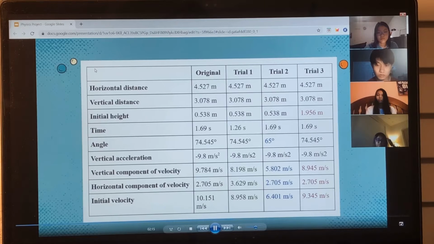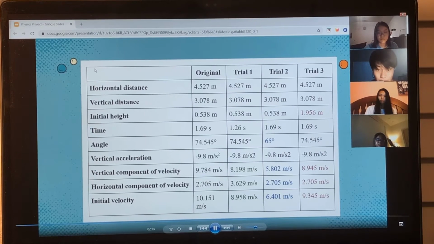For the second trial, we're strictly trying to find out whether or not Will Ferrell's angle of his throw is realistic or not. To do this, we kept everything constant and we deduced that the angle was 65 degrees.